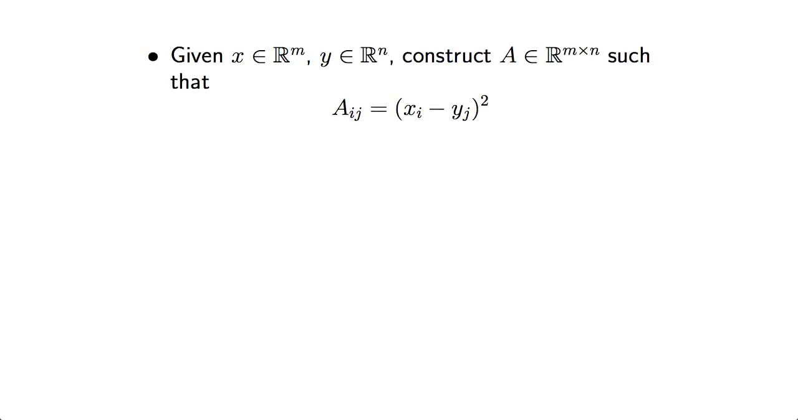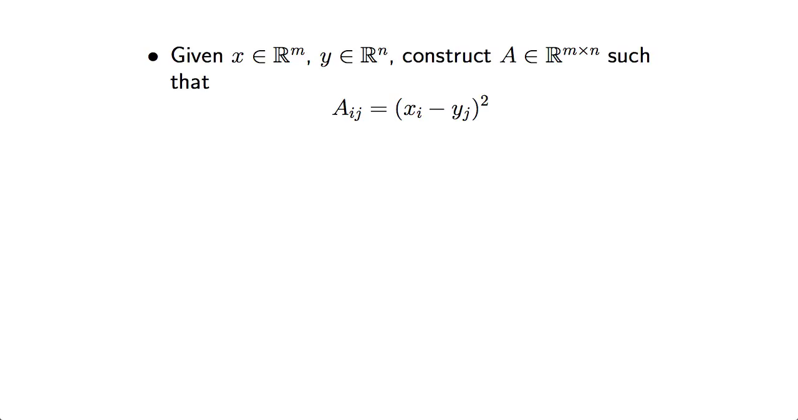Finally, let's look at another example that's a bit different from the first two. Here, we're given two vectors, x, a vector in R^m, and y, a vector in R^n, and we want to construct a matrix A in R^(m by n) such that the ij element of A is equal to (xi minus yj) all squared.